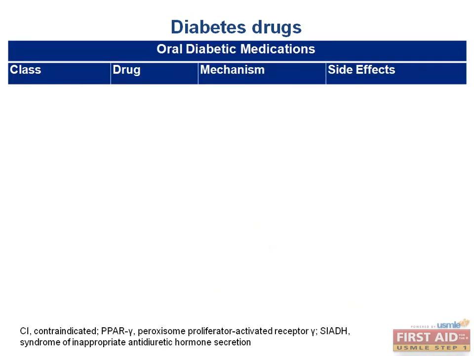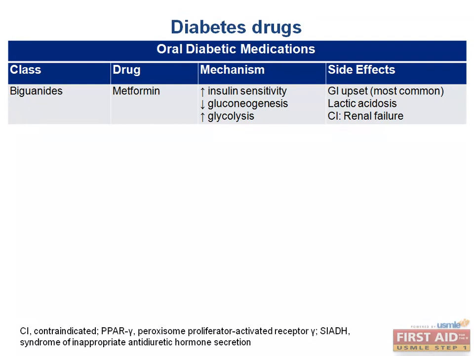There are several different classes of medications for type 2 diabetes, and it is important to know the class, examples of drugs, their mechanism of action, and important side effects. We will review this by going through this table. The first class of oral hypoglycemics is the biguanides, in which metformin is the only drug. Metformin activates AMP-activated protein kinase, or AMPK, by elevating cytosolic AMP levels. AMPK is an enzyme which has important roles in insulin signaling and metabolism.